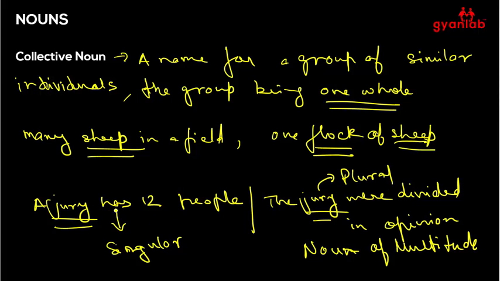So the word were is used to define jury, and here it's a singular. So in this case, when it's a singular, it's a collective noun, but when not, it's a noun of multitude, right? So you must be very, very careful when you see a sentence and you are asked whether it's a collective noun or not, right?